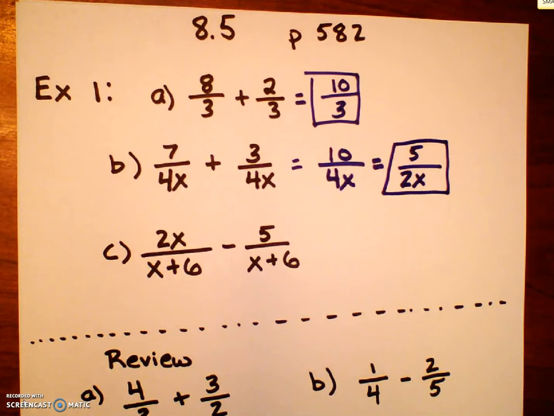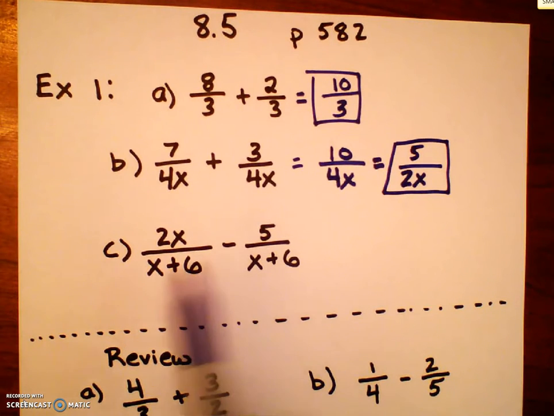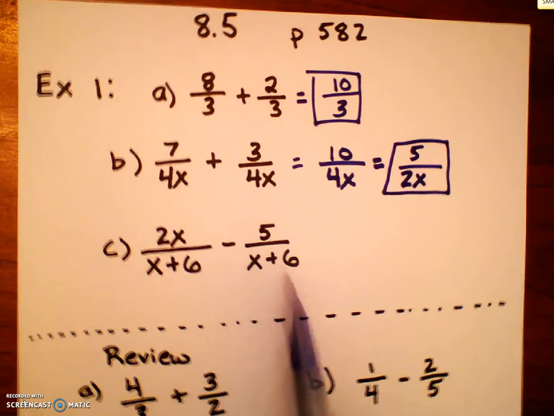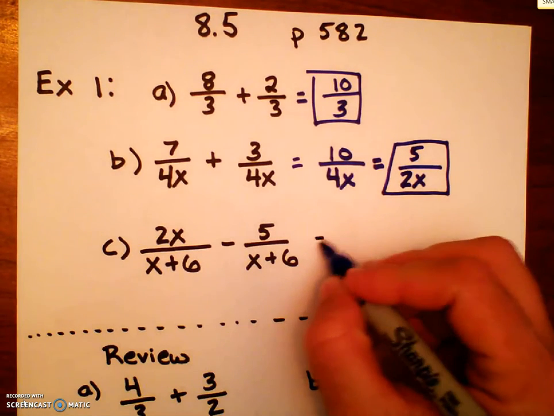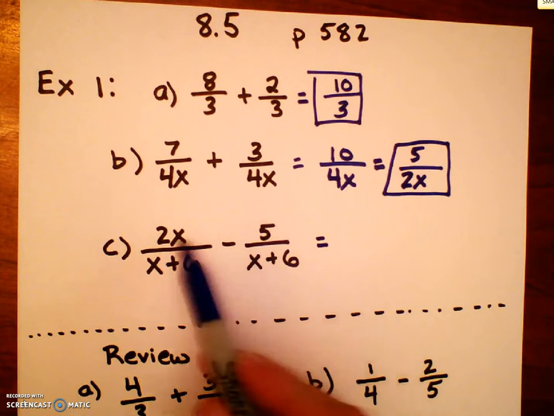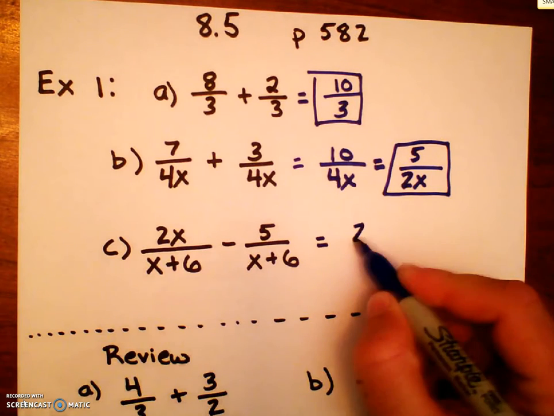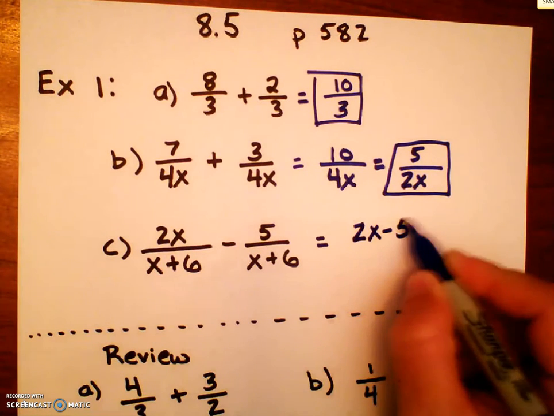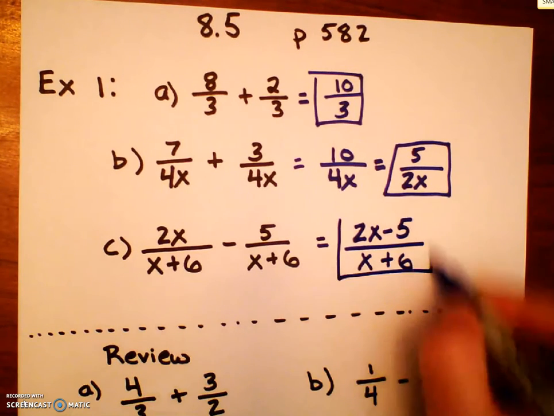And then the last one for example 1 is part C. This one has a binomial on the bottom, a 2-term statement, but the x plus 6 and the x plus 6 are both the same. So just like the previous two, you can subtract those. And on top, in this case, you don't have common like terms. They are not the same. 2x minus 5 cannot be put together as one term, so you leave it as 2x minus 5 over the common denominator. And that is your answer.